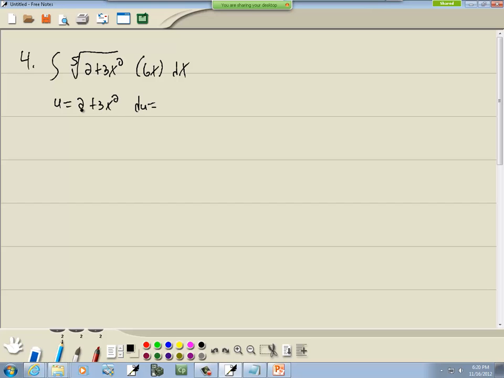The derivative of that, du: the 2 drops away. The derivative of 3x squared is 6x. Take your power, put it out in front, lower it by 1. And then we have to add on our dx. Well, this matches that. So this becomes the integral of the 5th root of u, and the 6x dx gets replaced by du. Now we can rewrite the fifth root of u as u to the 1/5 power, du.